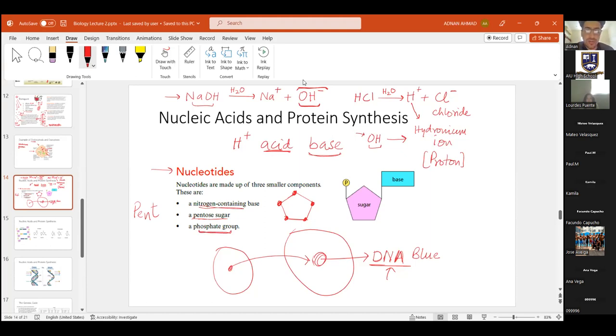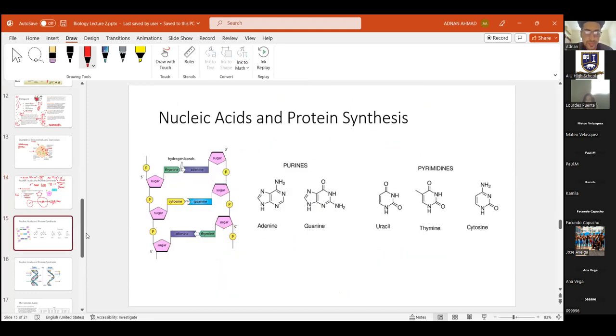So this is the structure of a nucleotide, and the nucleotides together with the nitrogenous bases form the backbone of the DNA. This is a DNA molecule. You can see you have a pentose sugar, a phosphate, a pentose sugar, a phosphate. On this side also, you have a pentose sugar, a phosphate, a pentose sugar, and a phosphate. And these are the nitrogenous bases.